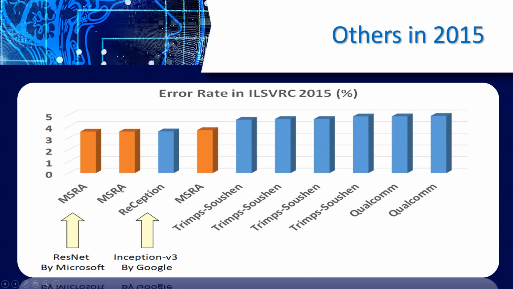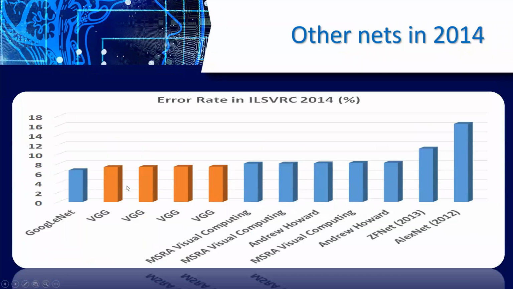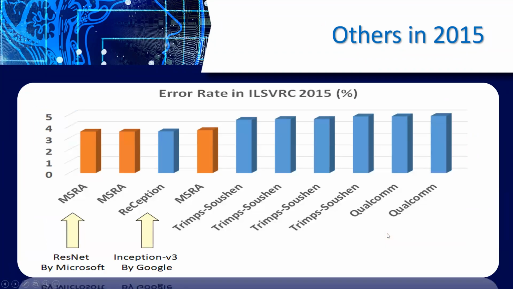So all these are the advanced networks which came in 2015. You can see some networks, GoogleNet, VGG, and all, right? But here at least in the top 10 we have the previous winners. If we see the results in 2015 on the same ImageNet, no previous winners were there in the competition.